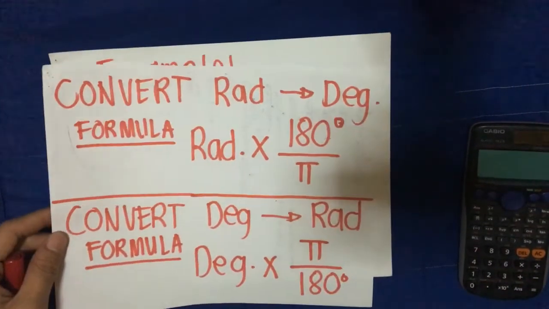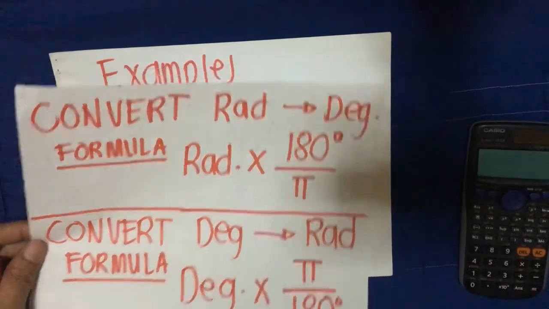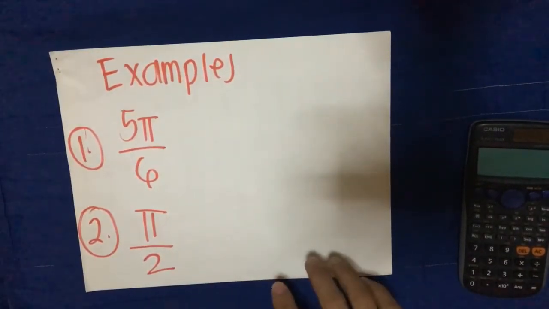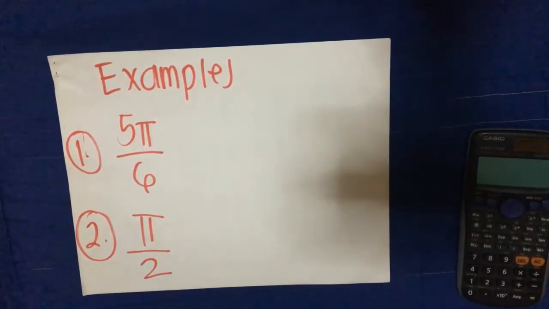Okay, let's try it in order for us to learn it more and more. These are the examples. Example number 1, let's convert the following. Obviously, the following is in the form of radians. Let's check what its degree equivalent is: 5 pi over 6 and pi over 2. So let's convert the following into degrees form.